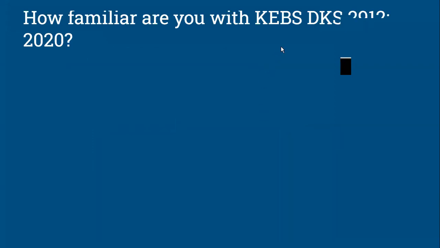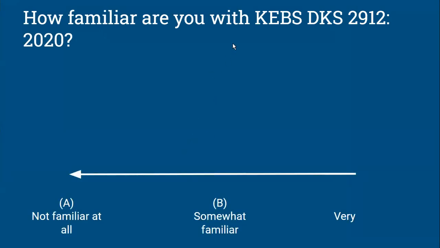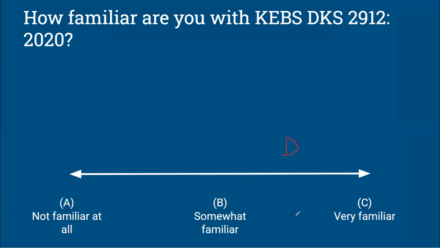The first question that we're going to mark for is: how familiar are you with the KEBS DKS 2912-2020? Now if you can, make a mark on this scale of how familiar you are. I'm going to make my mark. Mine, I think I'm becoming more familiar, but still not very familiar. And if you can't make a mark, if you can't figure that out, you can also just put it in the chat. So I put A, B, and C also.